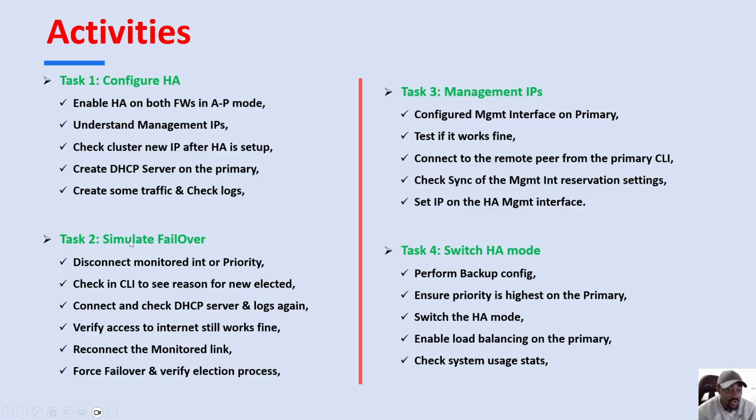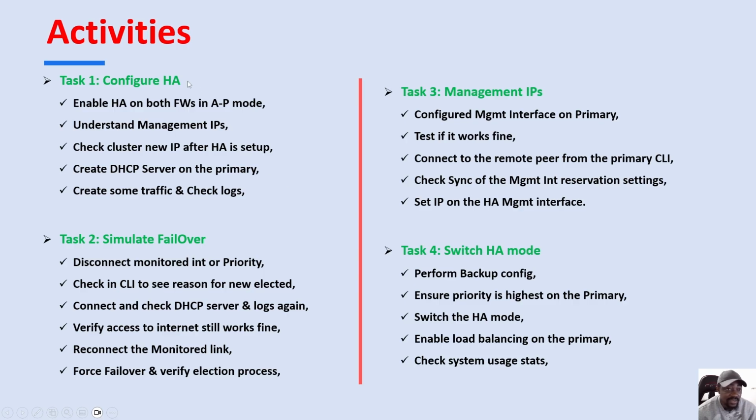Task 2 will be on simulating failover. Here we'll simulate some failover situations, like disconnecting some monitored interfaces, changing priority, or completely shutting down or deleting one of the FortiGate devices. Then we'll check the command line to see the reason for the new election, because as we said, when you simulate a failover, there will be a new election. We'll also jump to task 4, which is switching the HA mode.